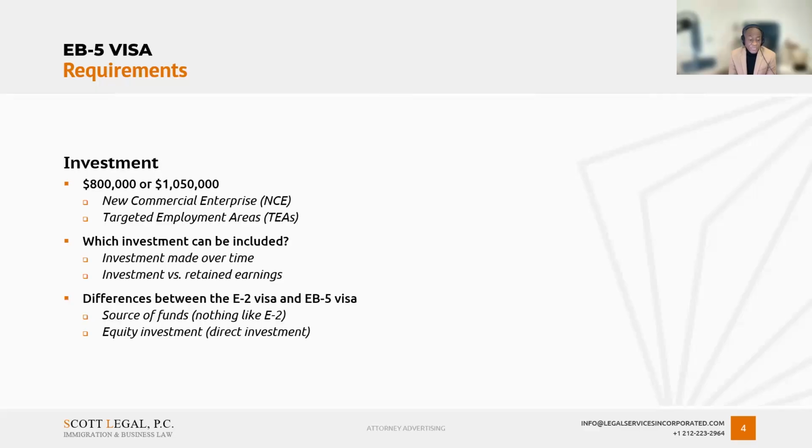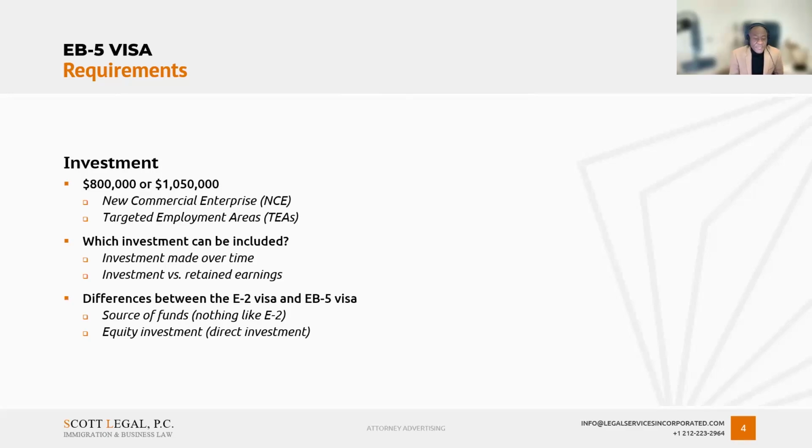The EB-5 program is quite particular with respect to the investment and what can be included. For example, you can't include the administrative fee that you pay to the regional center, and you can't include the legal fees that you pay. So legal and administrative fees can't count toward the $800,000. And it does have to be investment that you actually have possession and control over.